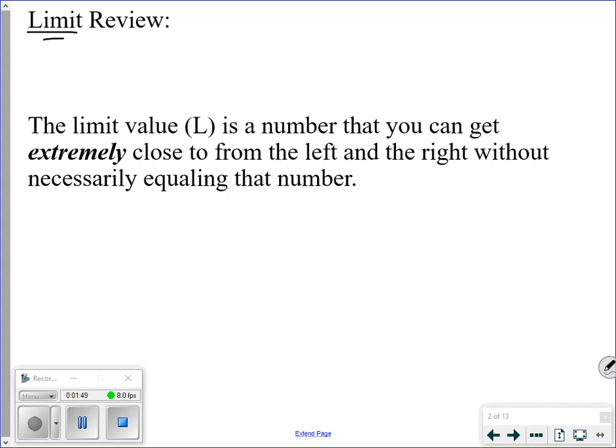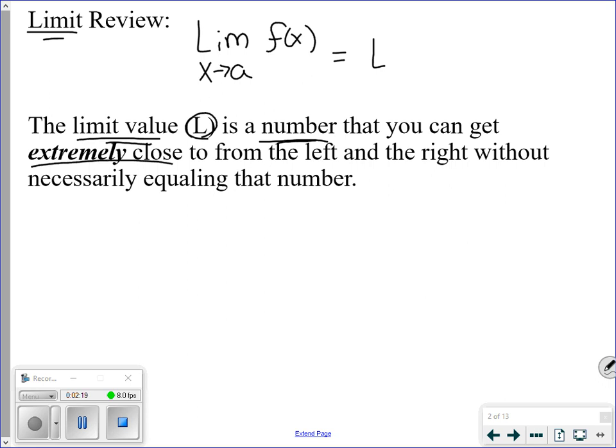Okay, first of all, the notation, how it's written: you'd say the limit of f of x as x is approaching some a value, some constant. And that's going to equal some value, some limit. Now, the limit value, L, whatever we get when we take the limit, is a number that you can get extremely close to from the left and the right without necessarily equaling that number.